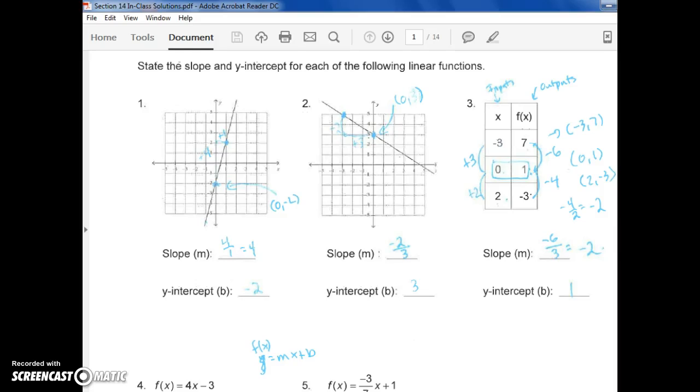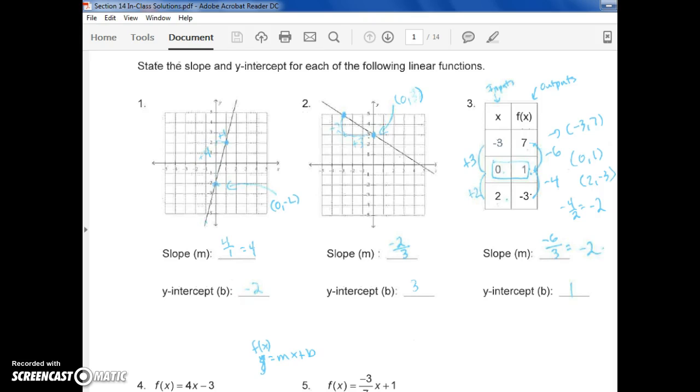Section 14 is the vocabulary of functions. In the warm-up, we're asked to review a little bit about what we already know about equations. So the first question on number 1 and number 2, they're both graph representations of a function. We're asked to find the slope.